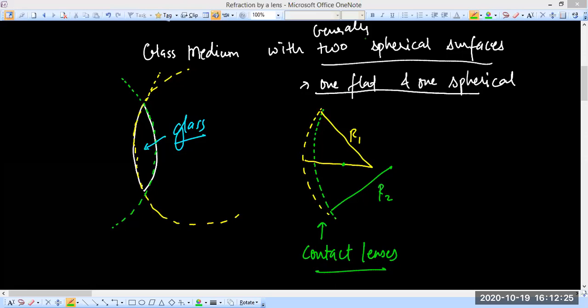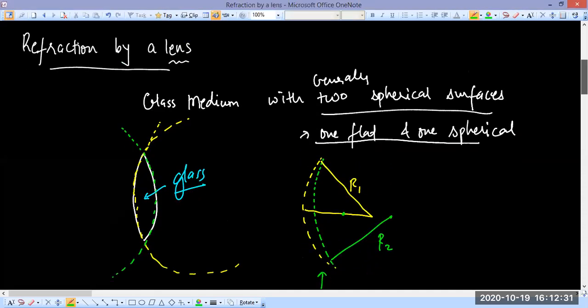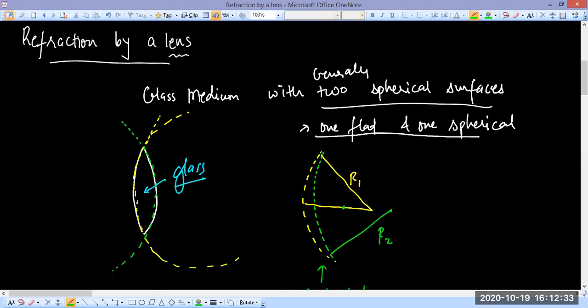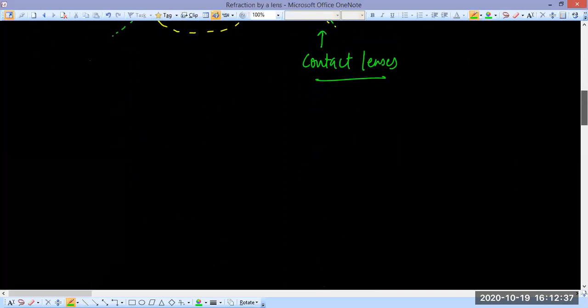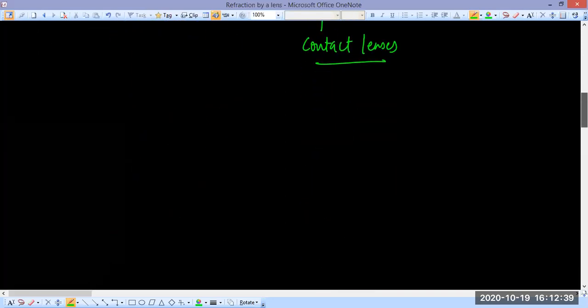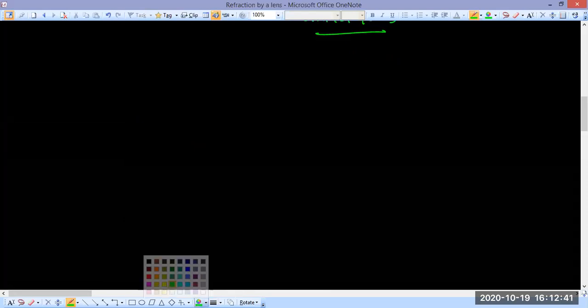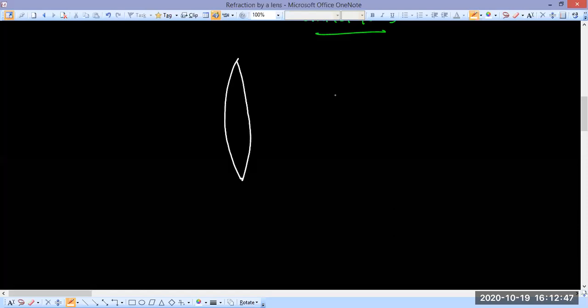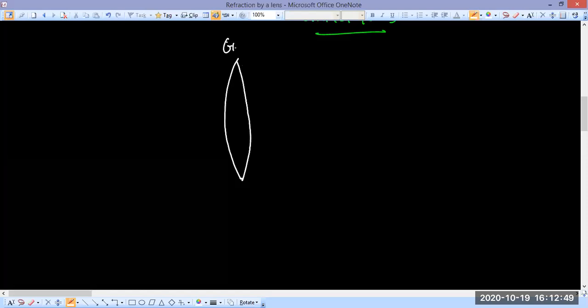Okay, anyways, let's just talk about how exactly a lens refracts light and makes an image, right? So let's start. So first of all, for simplicity right now we are just talking about a convex lens. Okay, I will draw it like this, this is a good drawing, this is a bad one.